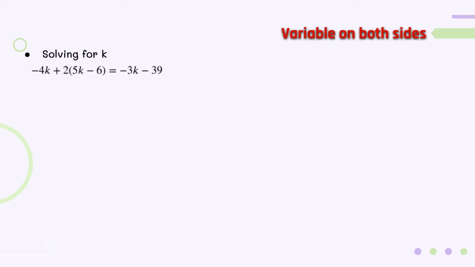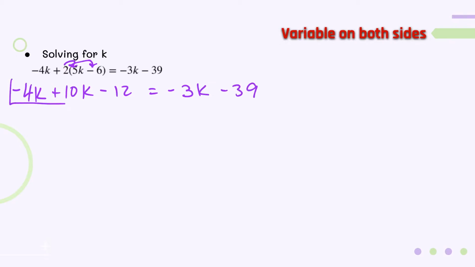An example of solving an equation with the variables on both sides is this equation. Solve for k. Negative 4k plus 2 times the quantity of 5k minus 6 is equal to negative 3k minus 39. What I'm going to do first is distribute the 2 to everything inside the grouping symbol. So I'm left with negative 4k plus 10k minus 12 is equal to negative 3k minus 39.